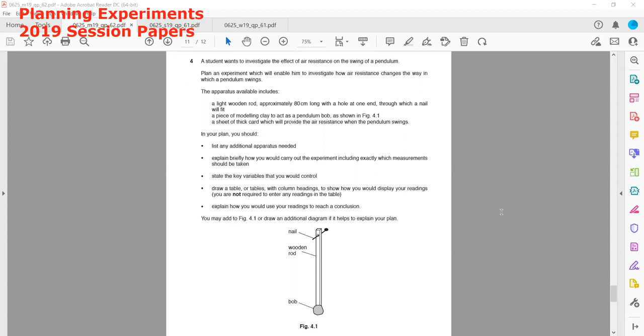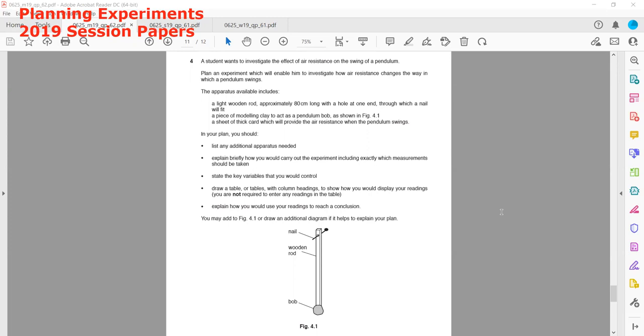So we have to plan an experiment which enables us to determine how the air resistance changes the way in which the pendulum swings. There is a light wooden rod, as you can see, approximately 80 centimeters long, and at one end there is a hole. A piece of modeling clay acts as a bob, and there is a sheet of thick card which will provide the air resistance when the pendulum swings.